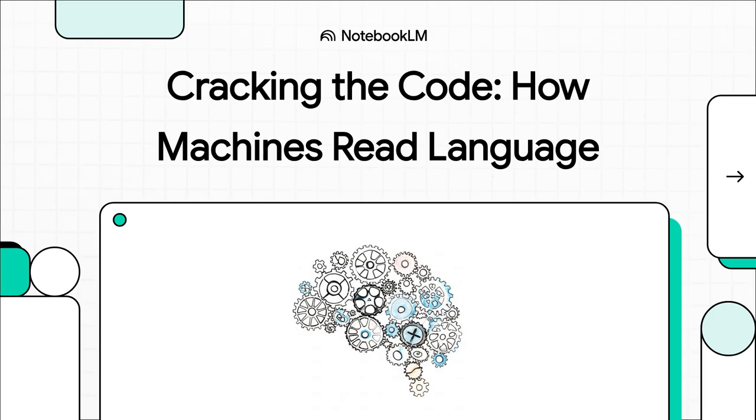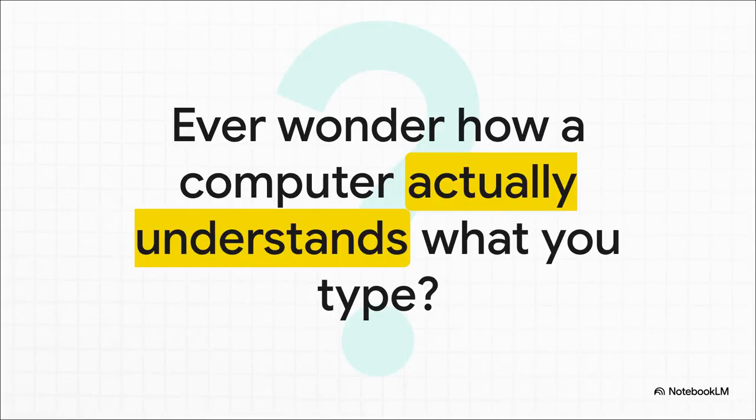Today, we're doing something pretty incredible. We're going to build a machine that understands language, and we're going to do it from the ground up, piece by piece. I mean, it seems like pure magic, right? How does your phone actually get what you're asking? Well, it's not magic. It's a science called natural language processing. You'll hear it called NLP. And really, it's all about teaching machines our most human skill, language.